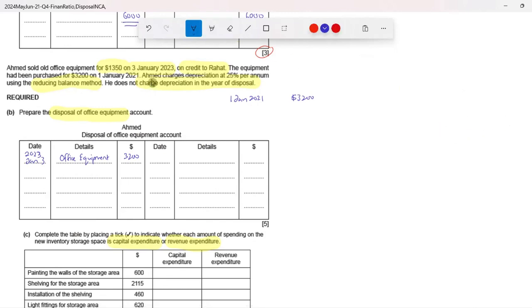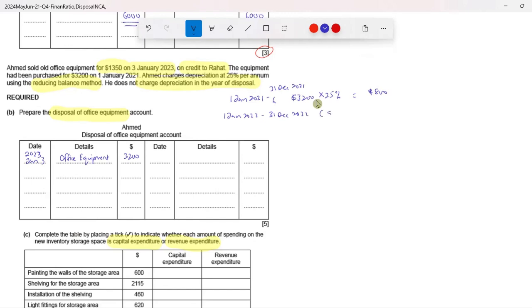So now we'll check how much the depreciation is for this particular office equipment that was bought on 1st January 2021. When it was newly bought, it will be depreciated based on the purchase price. Depreciation will be 25% of 3,200, which is $800 depreciation, right? For the year ended 31st December 2021.